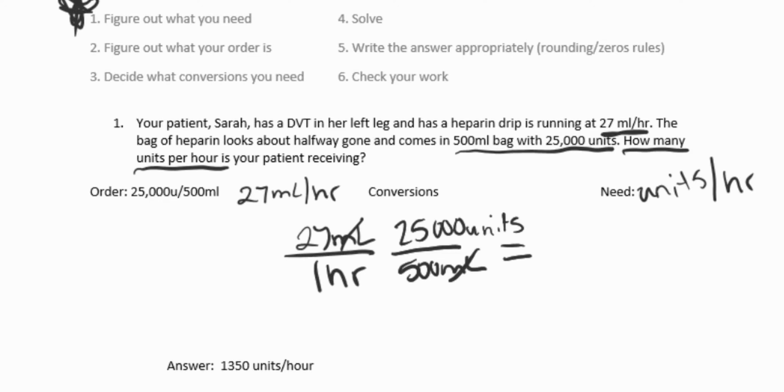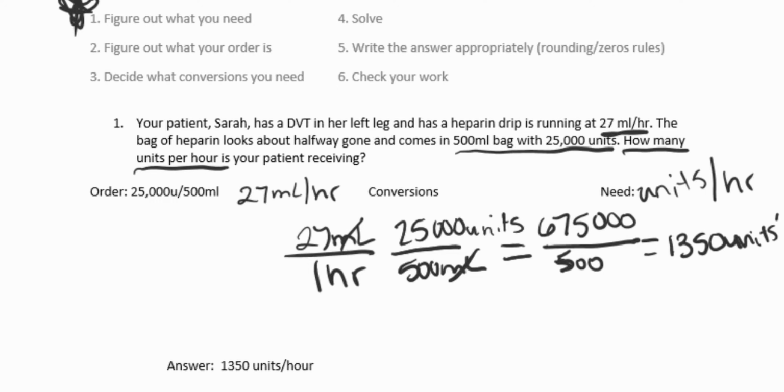So 27 times 25,000 is going to be 675,000, divided by 500, equals 1,350 units per hour. So that is going to be our answer. So again, we had our units cross off and we were left with just units per hour. And there is our answer. Let's move on to number 2.